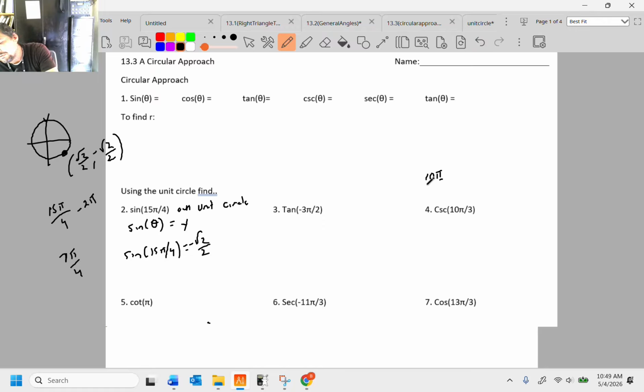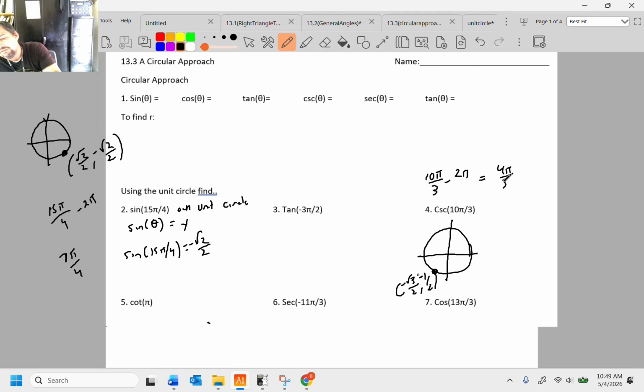All right, 10 pi over 3, not on the unit circle. So I'm going to think about coterminality. I'm going to take away twice pi, and 2 pi is going to be 6 pi over 3. 10 minus 6 is 4. 4 pi over 3 is the angle I'm interested in. So 4 pi over 3 is going to be about right here. That's 240 degrees. And the ordered pair there is negative root 3 over 2 and also negative 1/2.